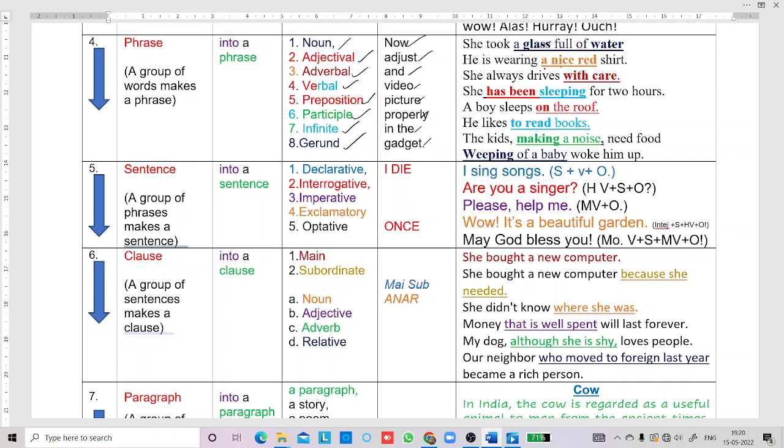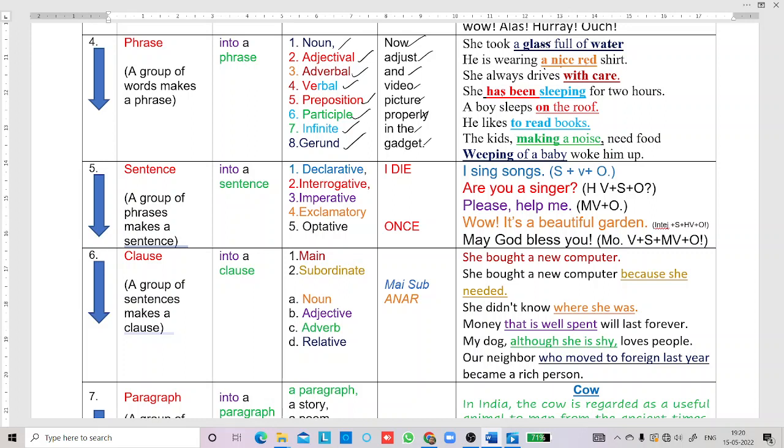Next one, verbal. She has been sleeping for 2 hours. Now here I had colored with two different colors. One is has been and the other is sleeping. The reason is has been are both called helping verbs, whereas sleeping is called the main verb. Together it is called a verb phrase.